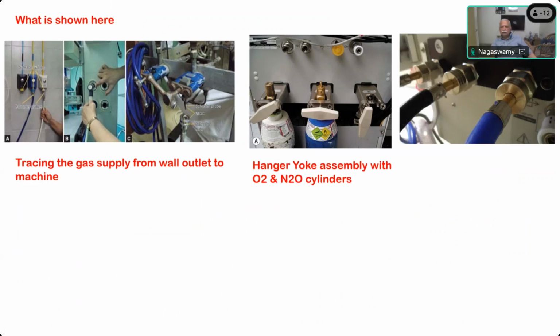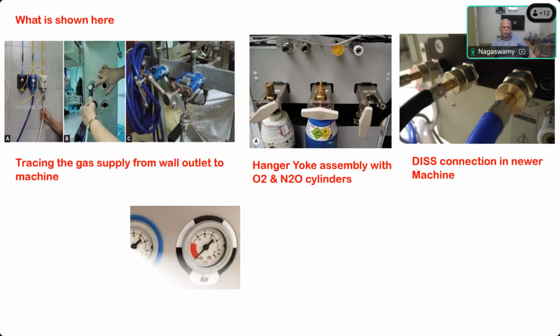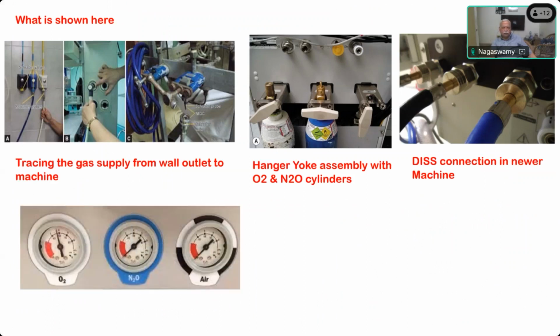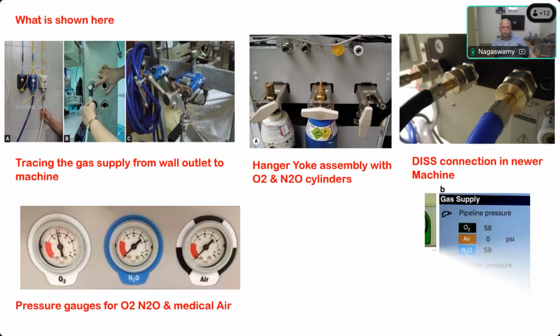And what is this? This is the pipeline connection. This is called the diameter index safety system connection for newer machines. So instead of having the older type, this is the newer method of connection. What are these things? Pressure gauges for oxygen, nitrous oxide, and medical air.